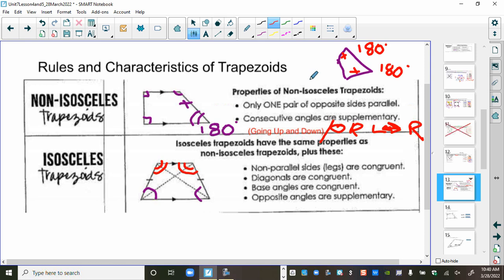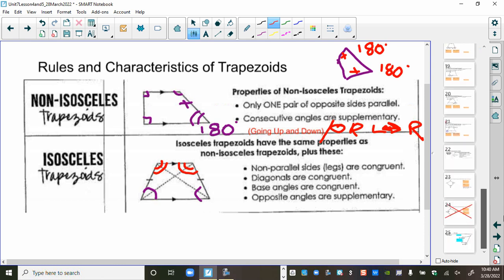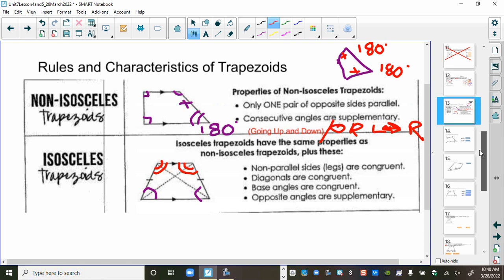All right, so for the most part, on these types of problems, you're either going to be dealing with supplementary or congruent. That's what's going on for the majority of these problems. We're going to be dealing with majority of them with angles. All right, questions before we go on? All right, here we go.